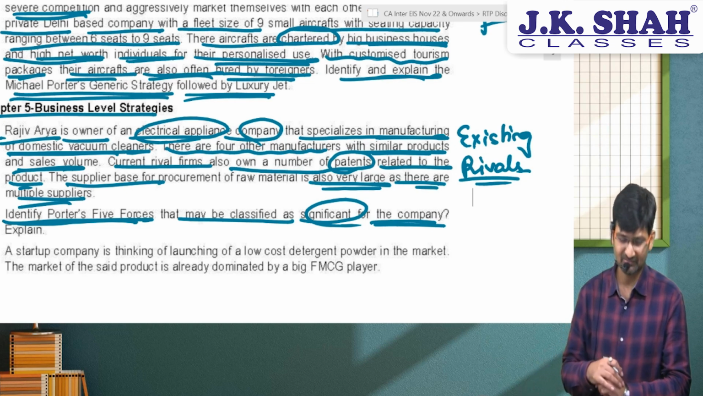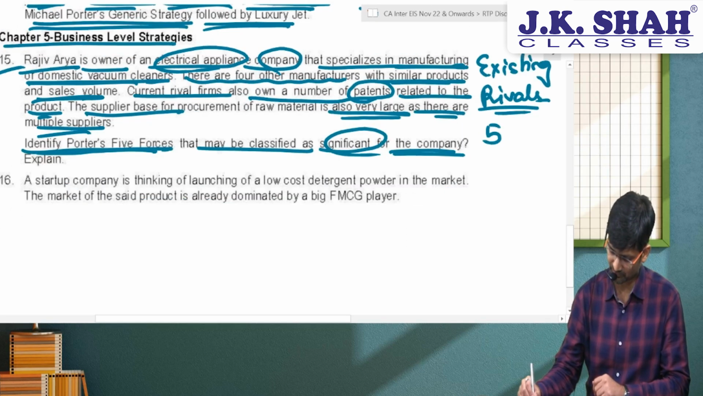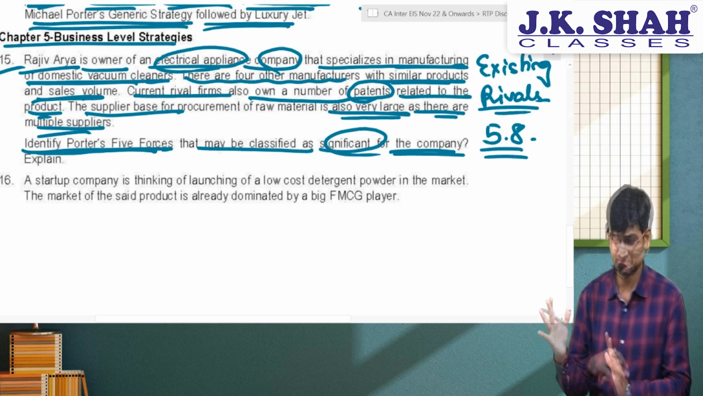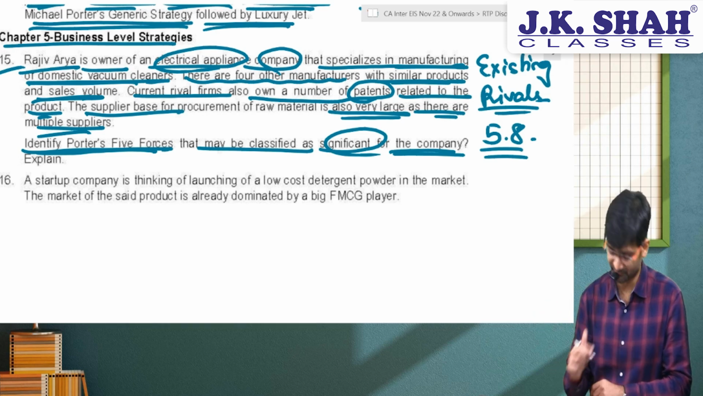The 5 forces are given in chapter 5 right at the start. If I give you the page number of 5 forces, this is 5.8, but obviously this is a general answer relating to the entire Porter's 5 forces part of chapter 5.